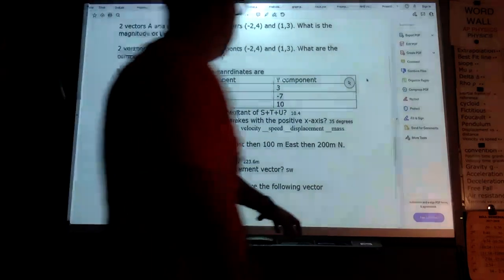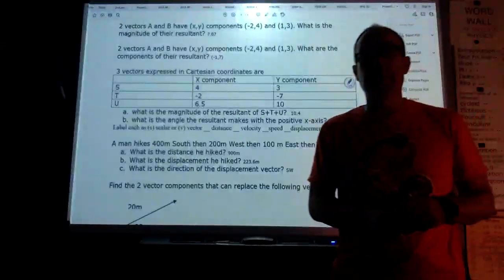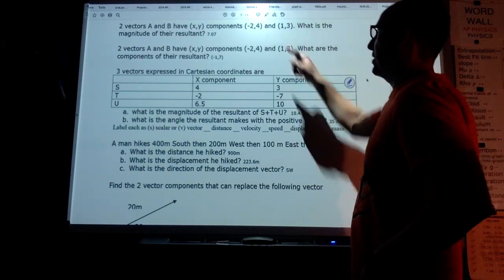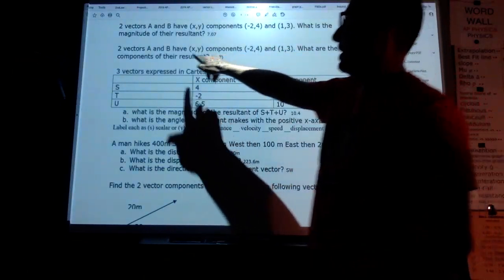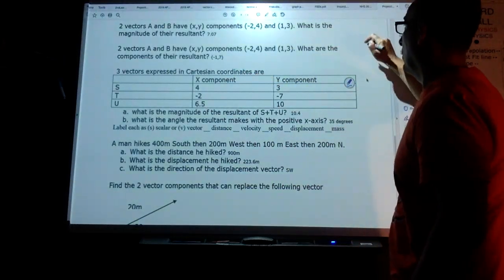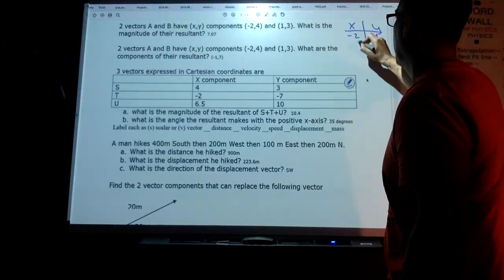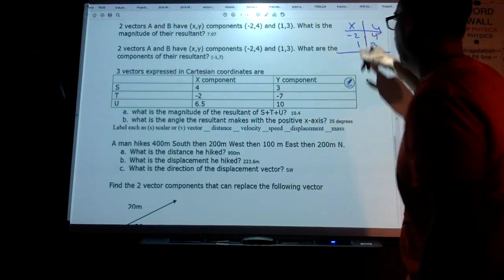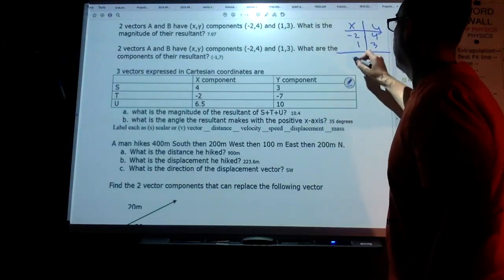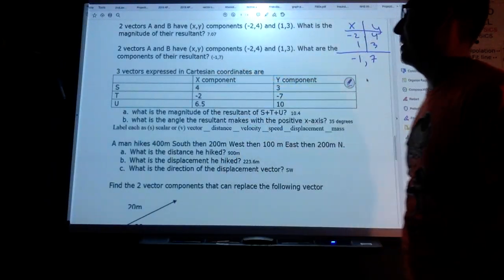So two vectors, A and B, have components of -2 and 4 and 1 and 3. What is the magnitude of the resultant? All right, so to add these together, and that's what they ask us down there, what are the components of their resultant? We're going to make a little XY chart. And you're going to have -2 and 4 and 1 and 3. And then we add up those Cartesian coordinates. So I have -2 and 1 is -1. I have 4 and 3 and it's 7. So it's -1 and 7.